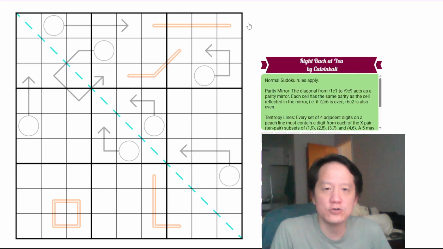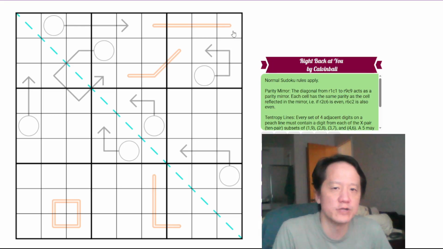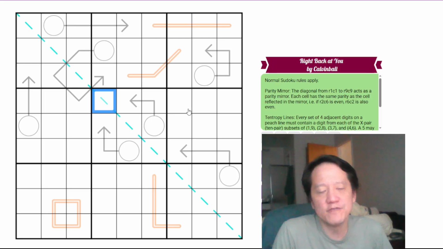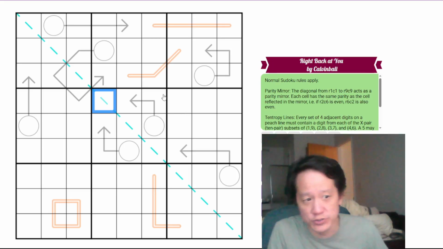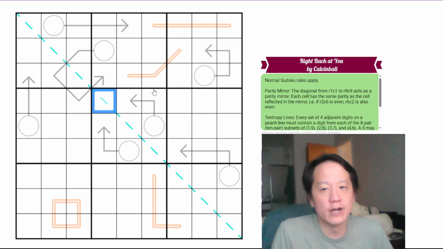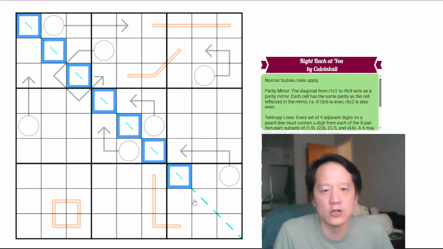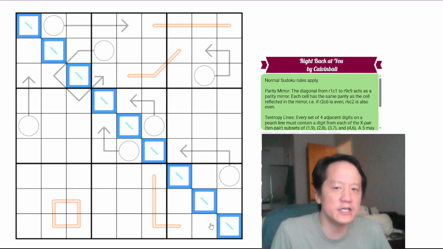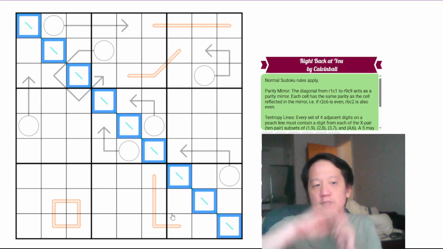We have normal Sudoku rules apply, which means fill the entire grid with the digits 1 through 9 such that there are no repeats in any row, column, or 9-cell region. We also have parity mirror, and this is the reason why I chose this puzzle, because I've never seen anything like this, so this is actually very interesting to me, where the diagonal from row 1 column 1 to row 9 column 9 acts as a parity mirror. And what does that mean? Each cell has the same parity as the cell reflected in the mirror.